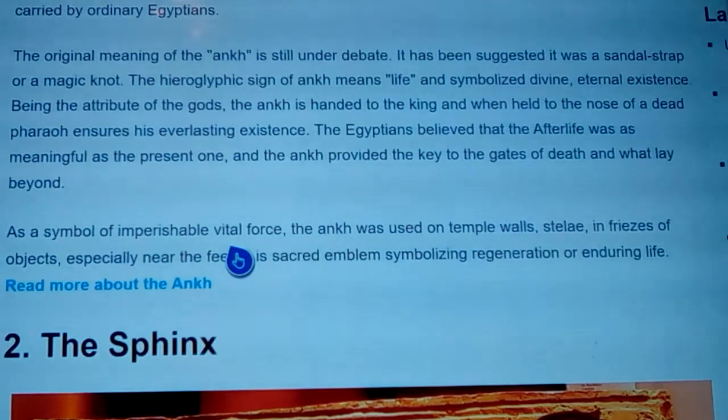It's been suggested that it was a sandal strap or the magic knot. The hieroglyphic sign of the Ankh means life and symbolizes divine eternal existence. Being the attribute of the gods, the Ankh is handed to the king, and when he held it to the nose of the dead pharaoh, it ensures his everlasting existence. The Egyptians believed that the afterlife was as meaningful as the present one, and the Ankh provided the key to the gates of death and what lay beyond.